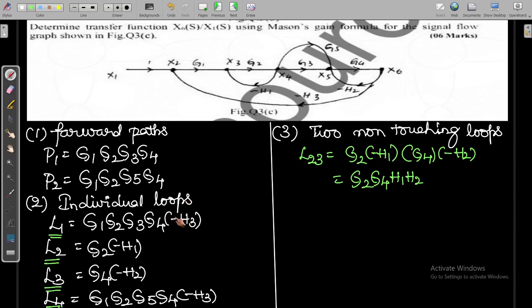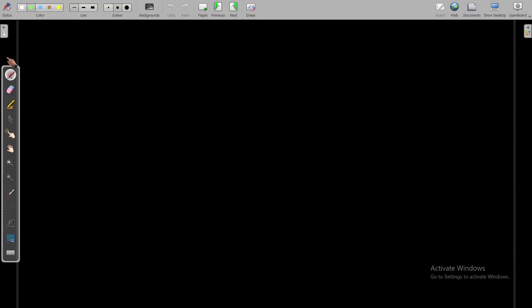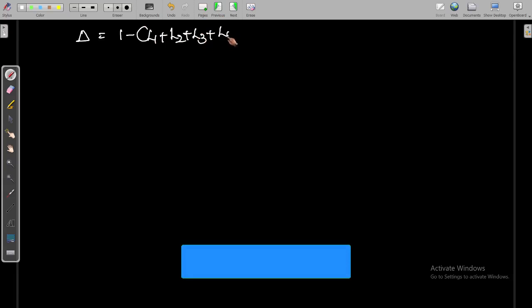So next step, what you have to do? We will do it clearly on the next page. You have to identify the delta values. So take the delta. Delta will be 1 minus how many individual loops are there here? You have 4 loops, that is L1 plus L2 plus L3 plus L4. Next you have only one non-touching loop, that is L23.